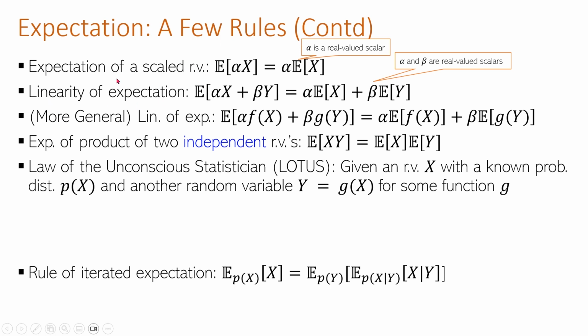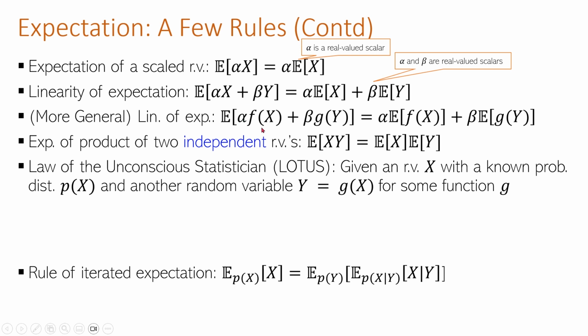Then linearity of expectation. If you apply scaling to both random variables and you want the expectation of the sum of the scaled random variables, then E of alpha x plus beta y is equal to alpha times E of x plus beta times E of y. Alpha and beta are real valued scalars.